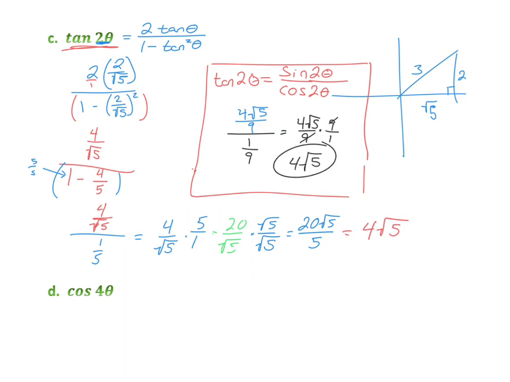And it's a lot easier if you had to do sine of 2 theta already and cosine of 2 theta. If you didn't have to do those two in the first place, then doing this long process is probably the easier route to go.